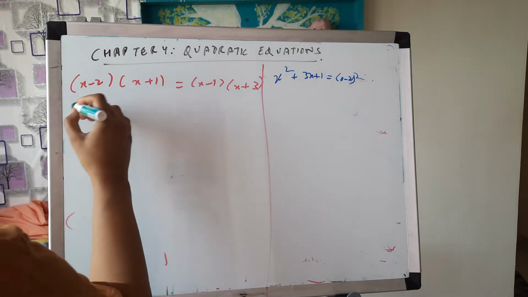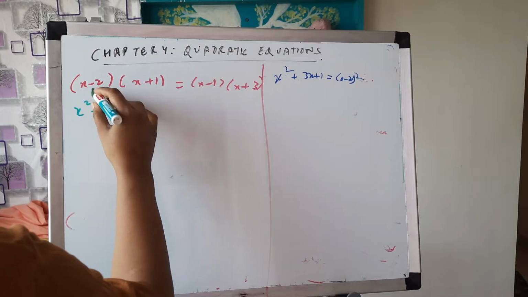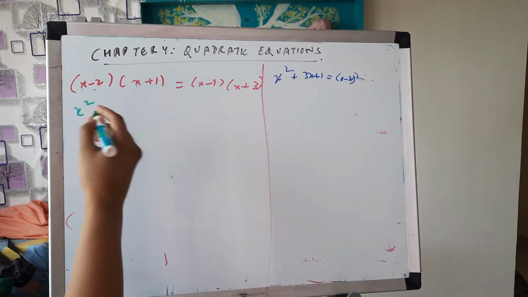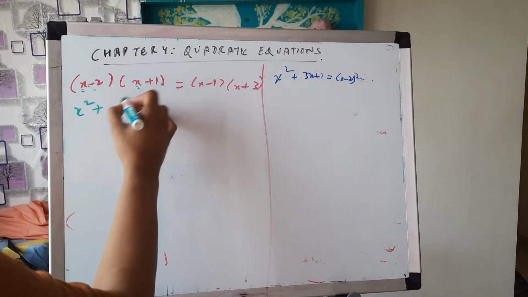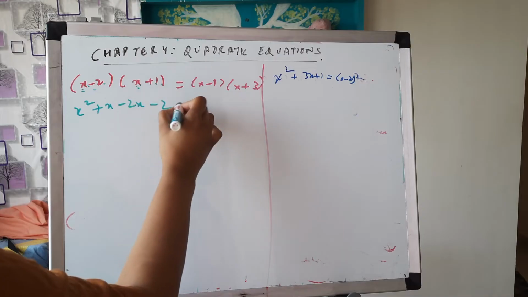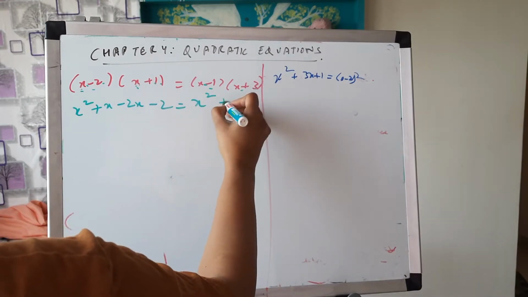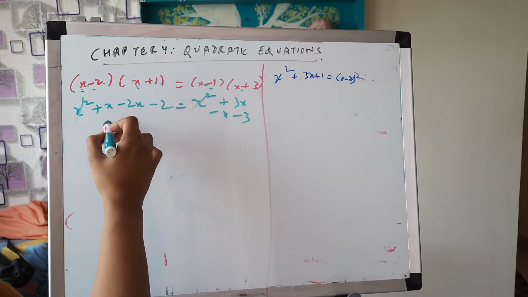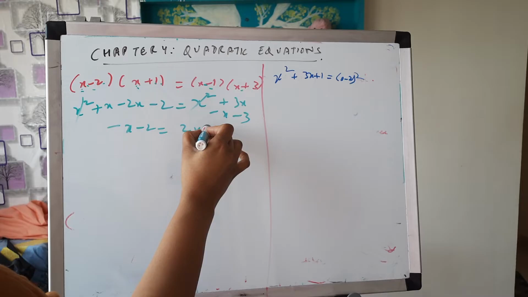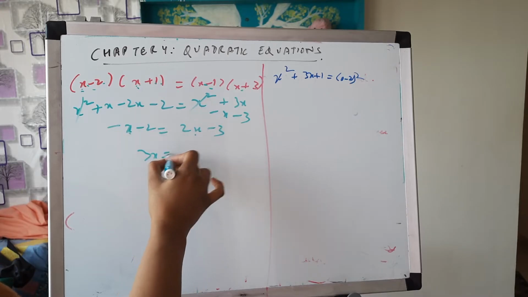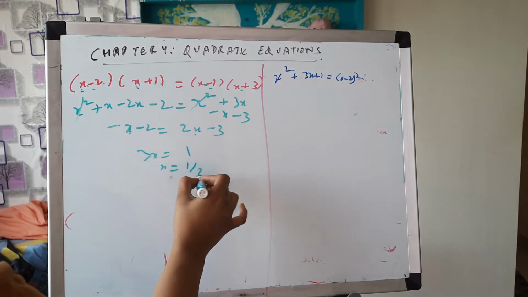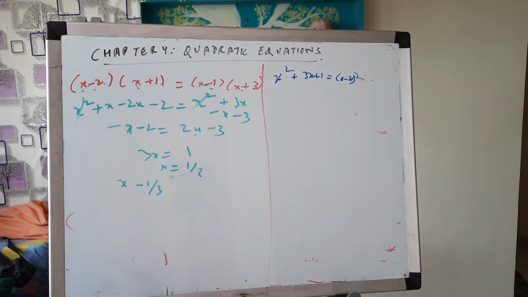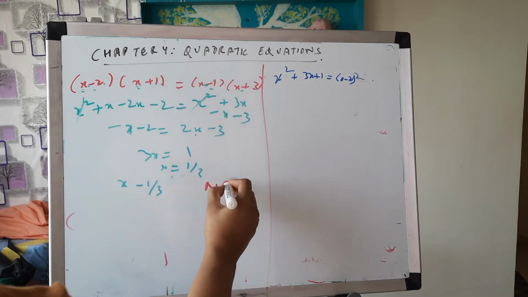So expanding this, x square minus 2x, I'll show it step by step. x into x square, x into this x minus 2x minus 2, x into x square, x into 3x minus x minus 3, this gets cancelled. This is minus x minus 2, this is 2x minus 3. Take it here, 3x is equal to 1, x is equal to 1 by 3, whatever. So basically it's a linear equation. So this is not a quadratic equation.